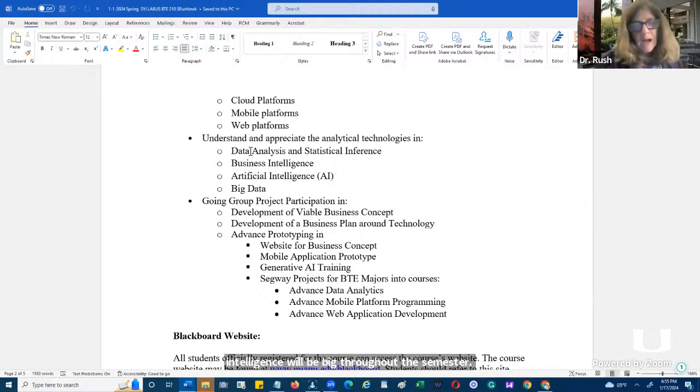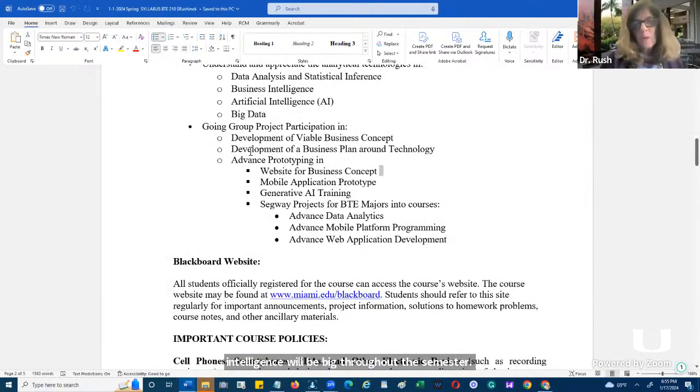And big data. We'll have group projects where we'll develop a viable business tech concept. We'll create a business plan around that technology. We'll have a website. We're working with Wix. I have a special academic partnership with Wix that they give a gift to my students, giving a free domain name and an upgrade. And what was your domain name, Spencer?